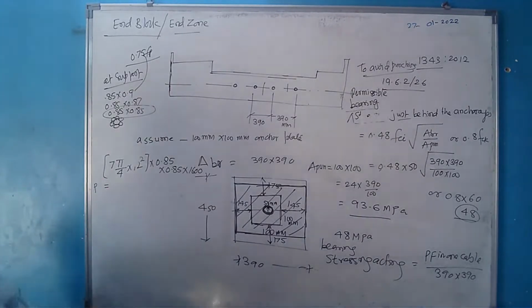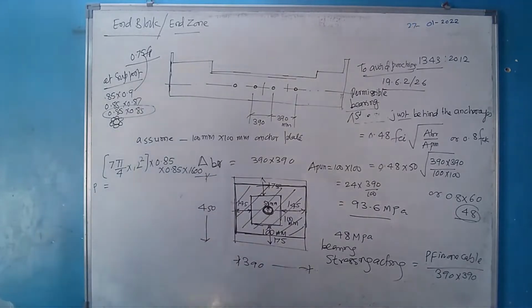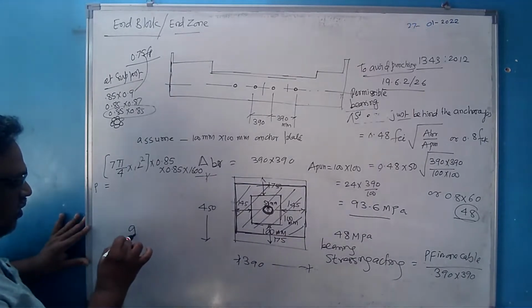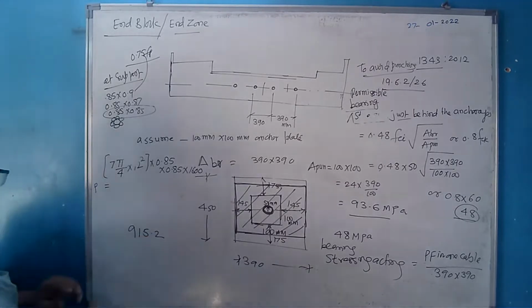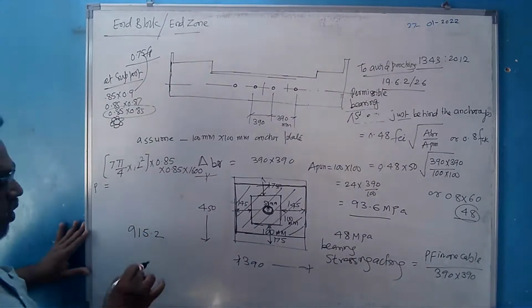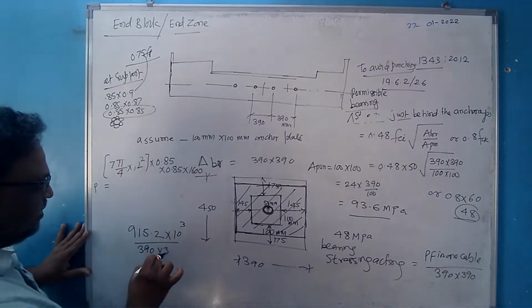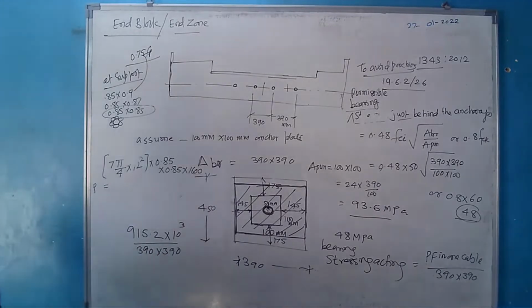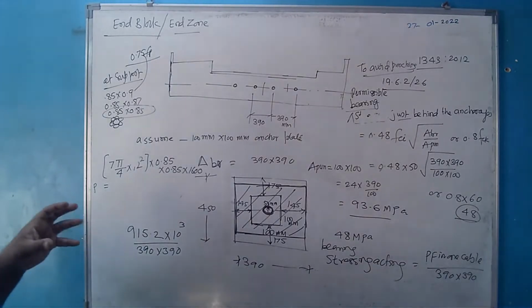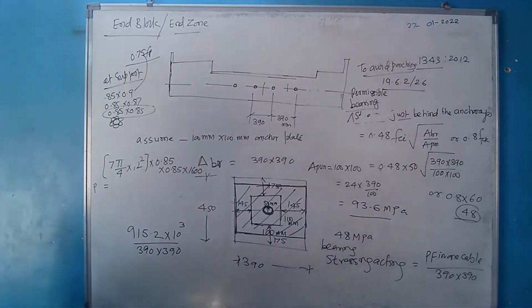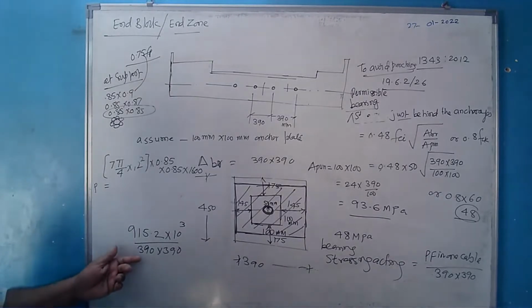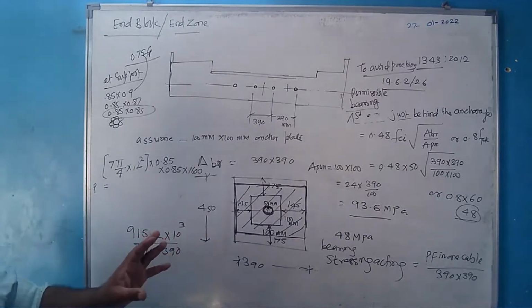So how much was the force carried by one cable? 915.2 into 10 raised to power 3 divided by 390 by 390. Let's see how much it comes to. How much are the stresses acting just behind the anchorage, the bearing stresses? Force divided by area. These are the stresses acting just behind the anchorages.